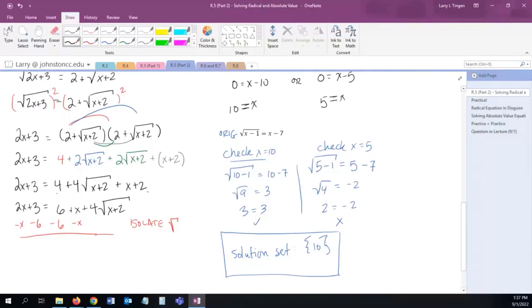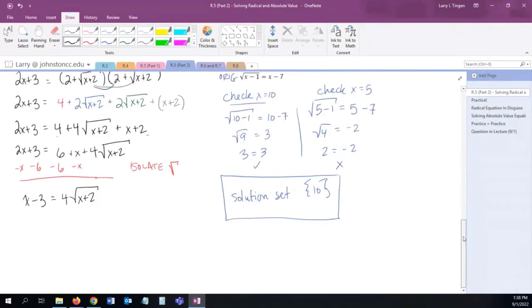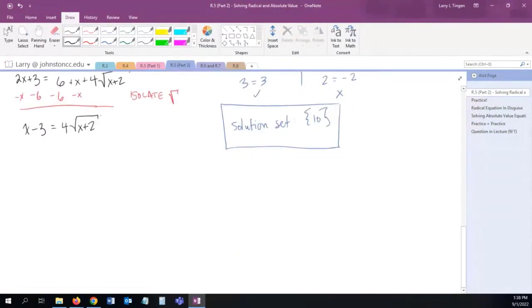And what happens? 2x minus x is x. 3 minus 6 is negative 3. 6 minus 6 is 0. x minus x is 0. 4 times root x plus 2. Is the radical by itself? Almost. I need to divide it by 4. I divide one side by 4, I have to do it to the other in order to retain equality.